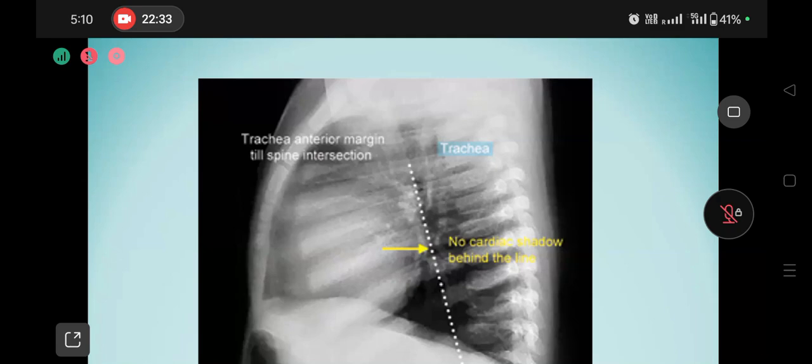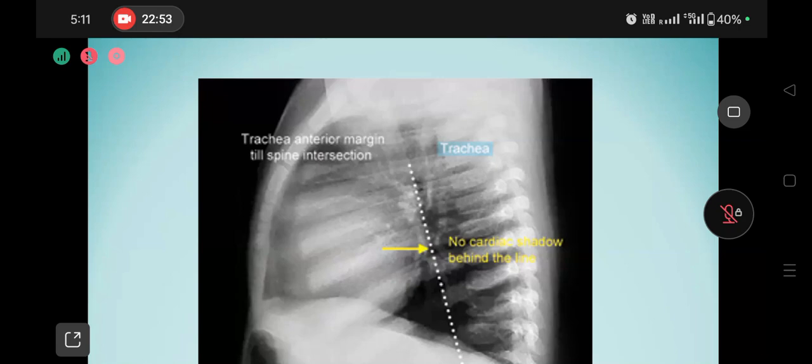You see that the entire cardiac mass is in front of this line. No part of the heart comes behind this line. That means the left ventricle and the left atrium, because the left ventricle and left atrium are the posterior most structures in the heart, are not enlarged.